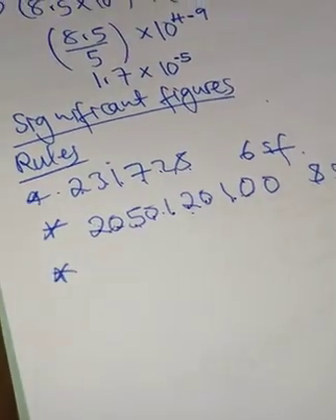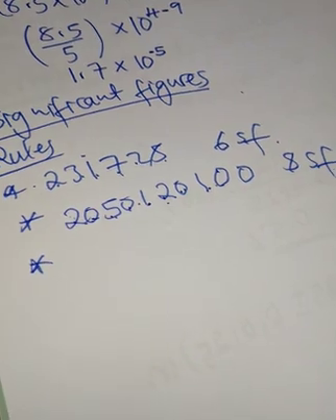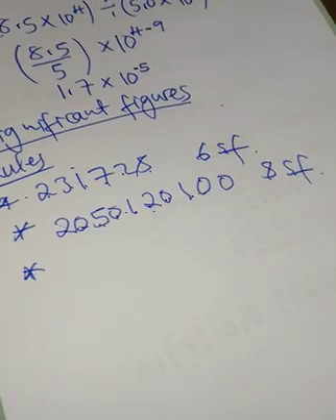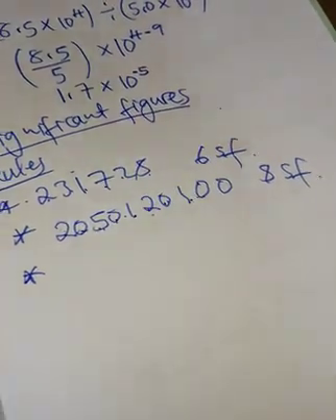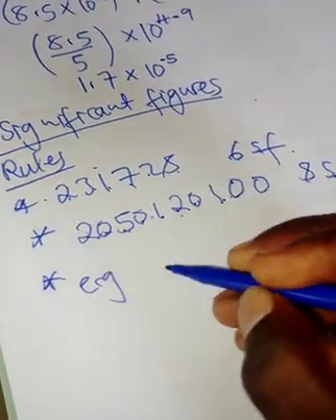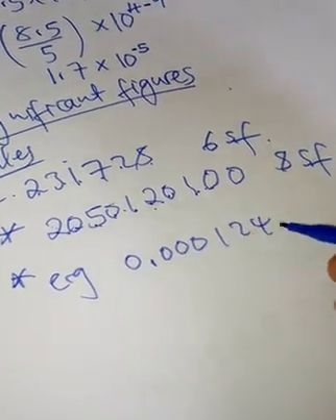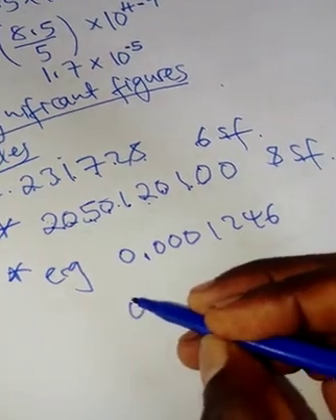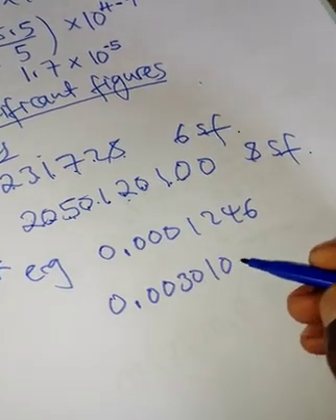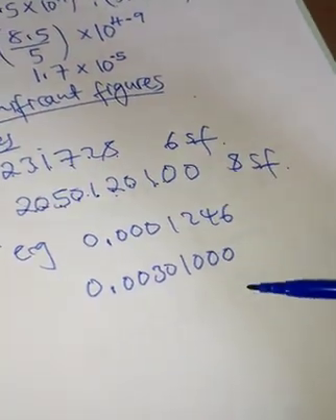So the other rule we are saying is that if a number starts with a decimal, all the zeros on the left side of the first non-zero digit are not significant, but all zeros on the right are significant. So for example, let's say we have numbers like 0.000124 and another number like 0.003010.